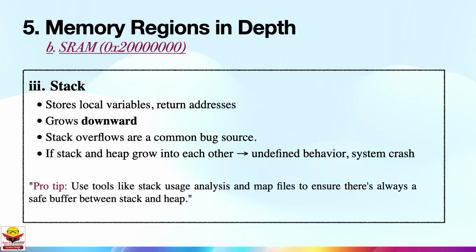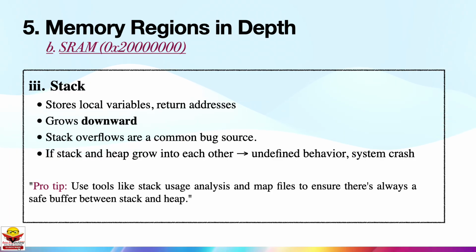And finally, stack memory. This is where the local variables get stored. It also keeps track of function calls, return addresses, and context switching. The stack grows downwards, meaning it starts at the top of the RAM and moves down as you push more data. But be careful here. If your stack grows too big and hits the heap, it results in stack overflow.